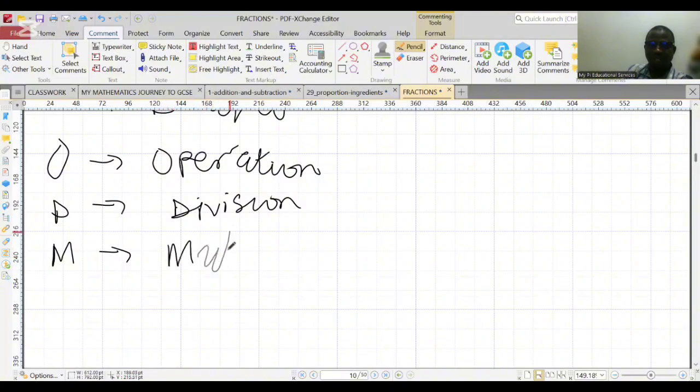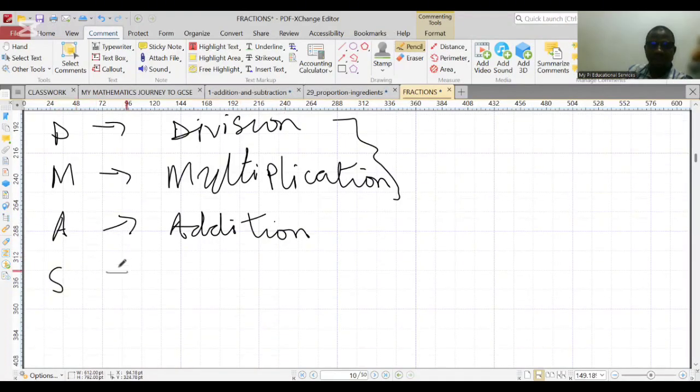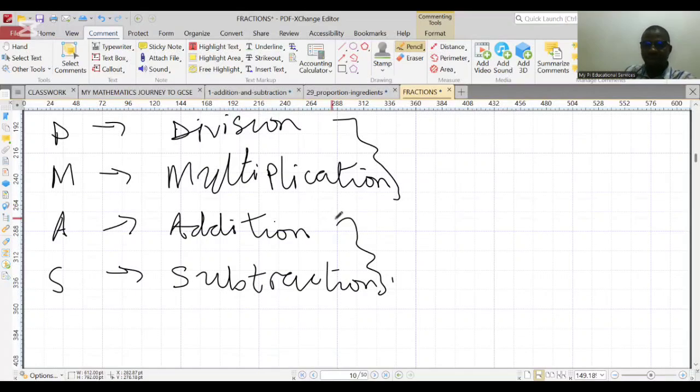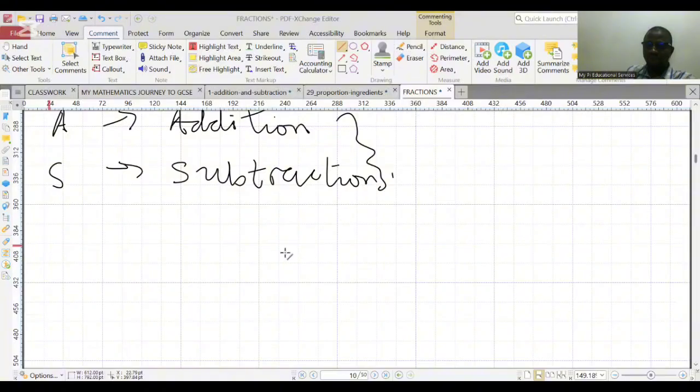So division and multiplication are usually put together. Then you have A for addition, then S for subtraction. Addition and subtraction are usually put together. So when you have questions that involve many operations, how do you work it out? So let's take a look at 1 or 2 examples.